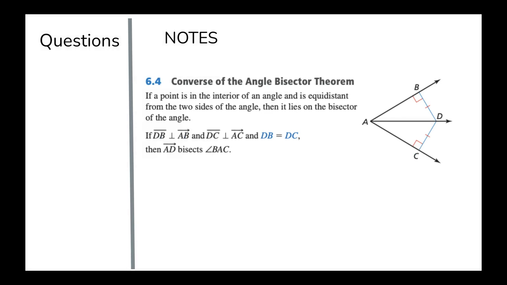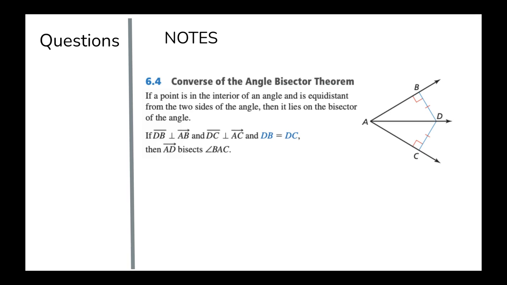The converse of this basically says if we have two segments that are perpendicular to the sides of an angle, so like from D to B and D to C, if they're perpendicular to those sides, and you see the distance here, if those distances are equal in length, then that means this ray that comes down the middle is going to be an angle bisector.